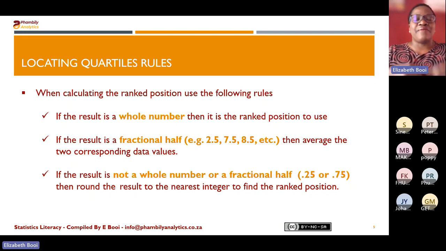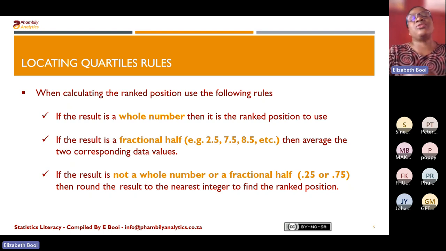If it is a non-fractional half, which means it ends with a 0.25 or a 0.75, then the following will happen. If it is 0.25, it is far away from the other value but closer to one value. What do I mean? If the answer is 2.25, it is far away from 3 but closer to 2. Therefore, we can apply the rule that we always know, rounding down or rounding up. So when it's 0.25, we round down. When it's 0.75, we round up, because 0.75 will be closer to the bigger value.